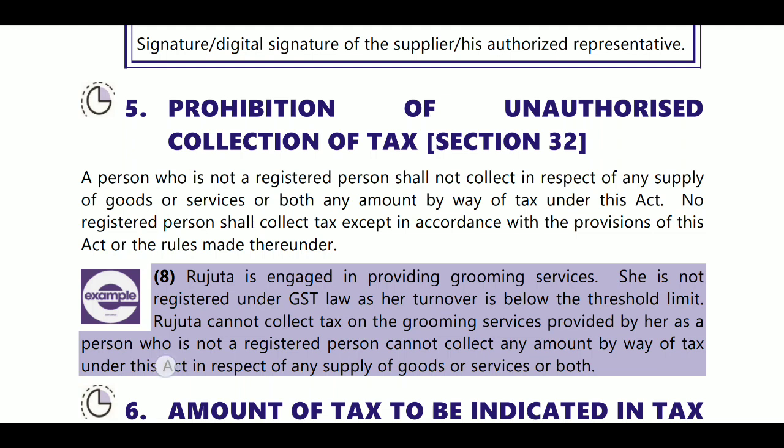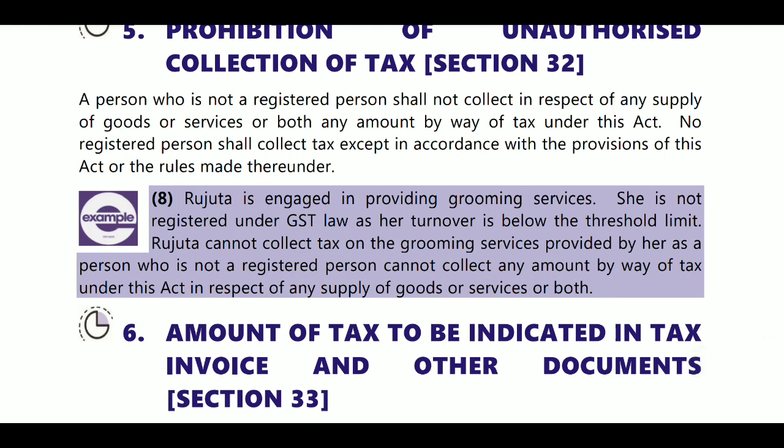For example, Rajuta is engaged in providing grooming services. She is not registered under GST, and her turnover is below the threshold limits. Rajuta cannot collect the tax on grooming services provided by her, as a person who is not a registered person cannot collect any tax amount by way of tax under this act in respect of any supply of goods or services. That is section 32.